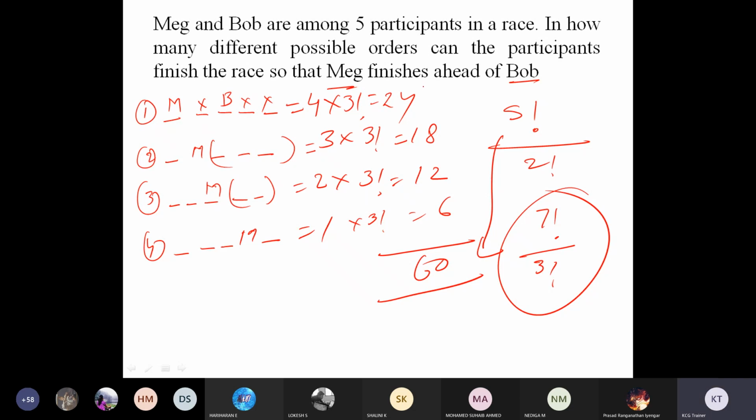So all the possibilities are covered in this situation, and everything added is 60. But if you come down to the shortcut, just take n people. N means the total number of people, here 5 people. So 5 factorial divided by 2 factorial if the question depends on the position of 2 people. If the question depends on the positions of 3 people, you divide 5 factorial by 3 factorial, like that. Is that clear? Yes, sir.